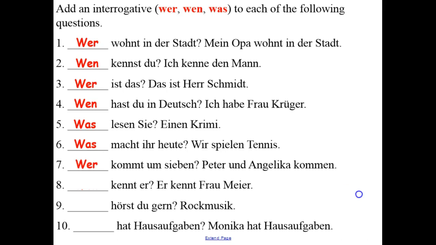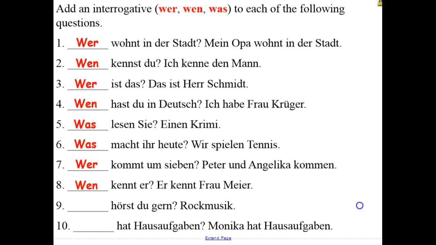7. Wer kommt um 7? Peter und Angelika kommen. Who is coming at 7? Peter und Angelika are coming. Peter and Angelika are doing the action, so they are the subject, wer.